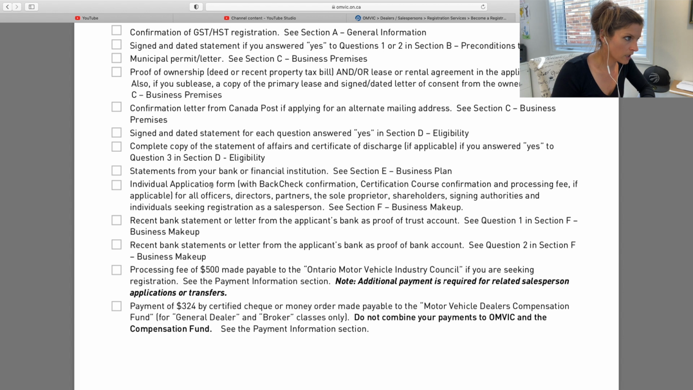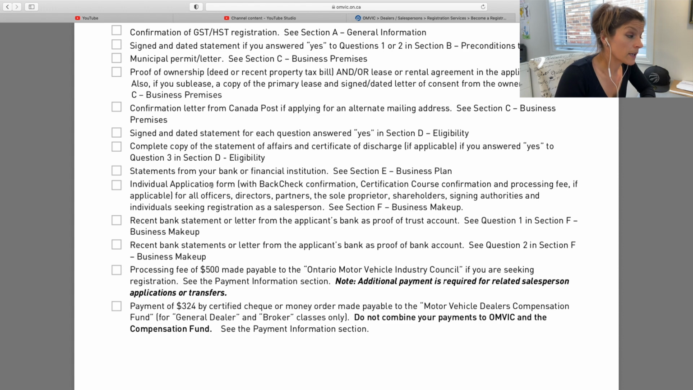You also will need recent bank statements. If you're going to be registering as a sole proprietorship and you're going to be using your personal account to do business, I would recommend that you open up a new bank account to keep it all kind of separate. So if you do open up a new bank account, you need basically proof that you in fact did that as well.